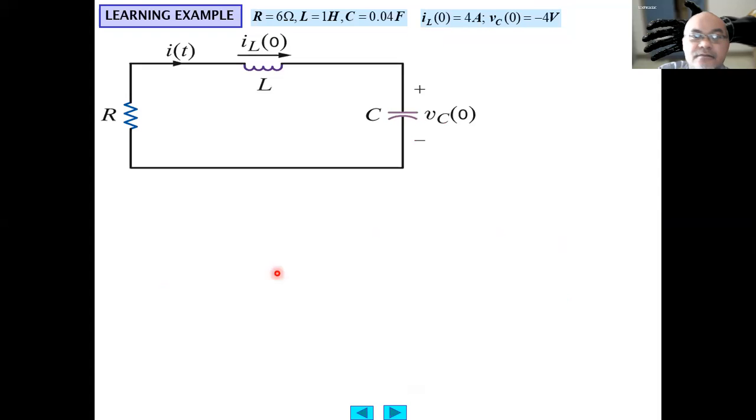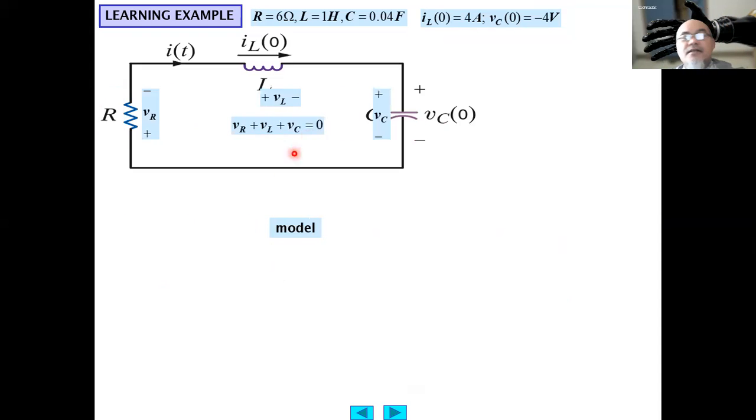Another example: we have a series RLC circuit, with a resistor of 6 ohm, inductance of 1 Henry, and capacitance of 0.04 farad. The initial condition of the current at the inductance is given as 4 ampere. The initial voltage of the capacitor at t equals 0 is also given, minus 4 volt. So let's derive the model here.